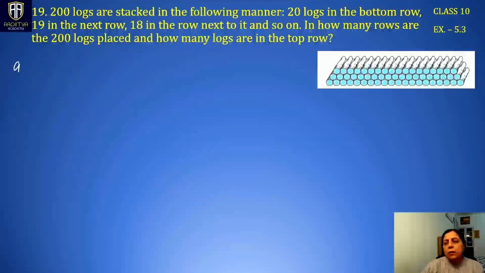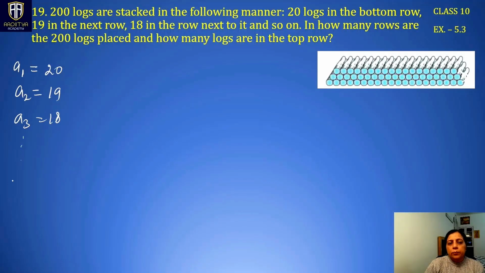So if we start our AP with the bottom row, the number of logs is the first term. The number of logs here is 20. This is the second row: 20 logs in the bottom row, 19 in the next row, 18 in the next row. So you can see that in every row, the number of logs is getting reduced by 1. A2 is 19, A3 is 18, and so on.